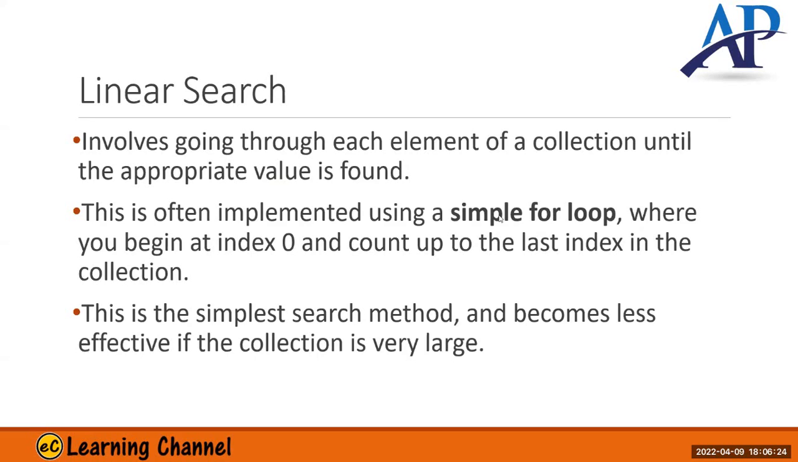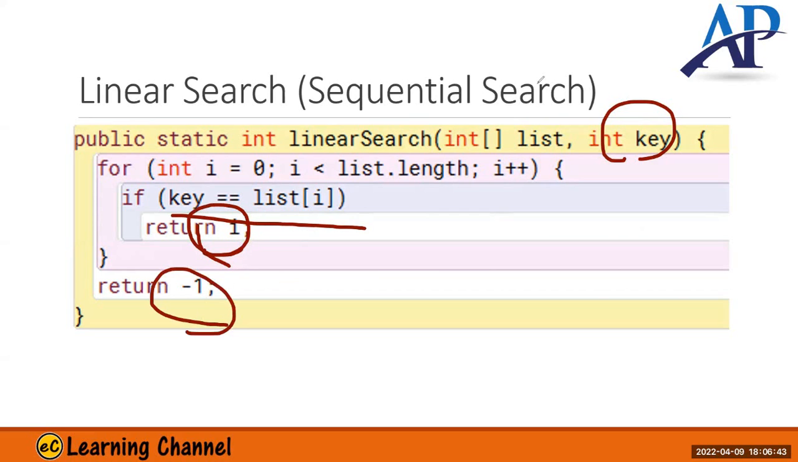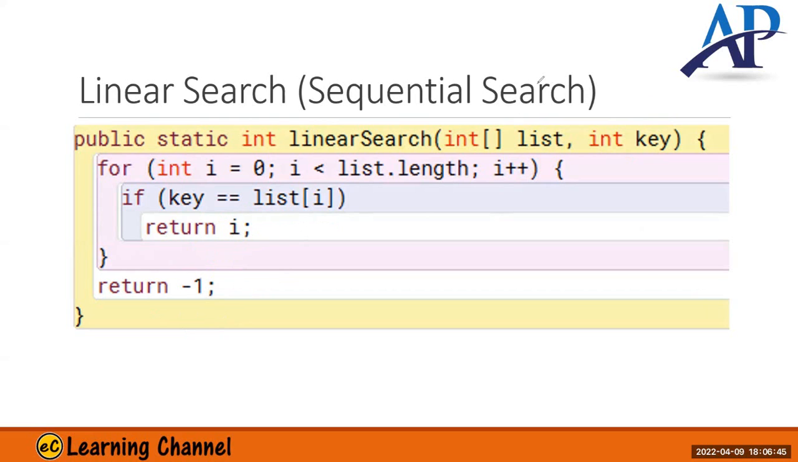This one, linear search. Linear search is also called the sequential search. You are given an array or array list. You pass the key in, and you traverse each element in the array or array list. When there's a hit, you return the index. Otherwise, you return minus one. So this is called linear search.